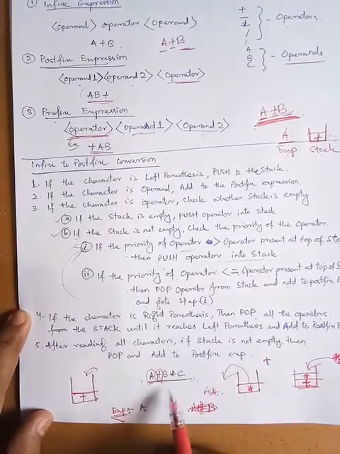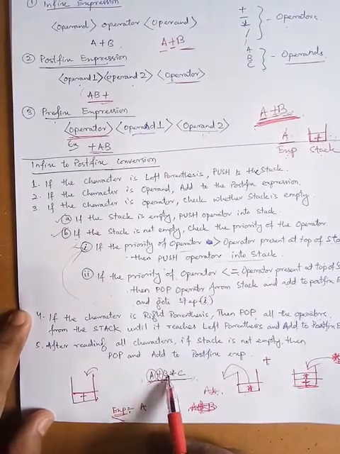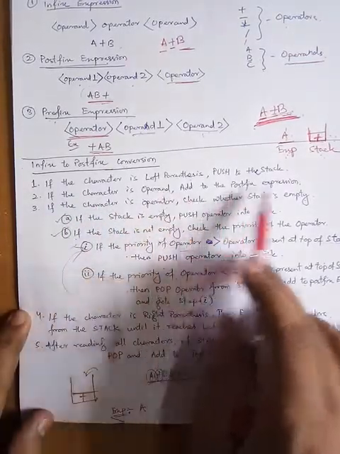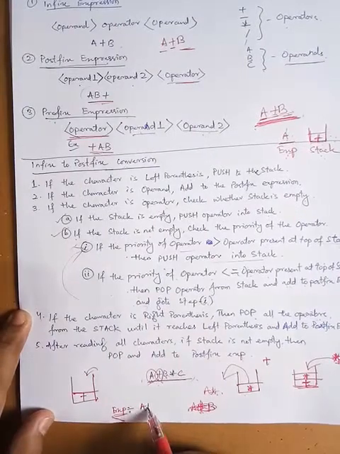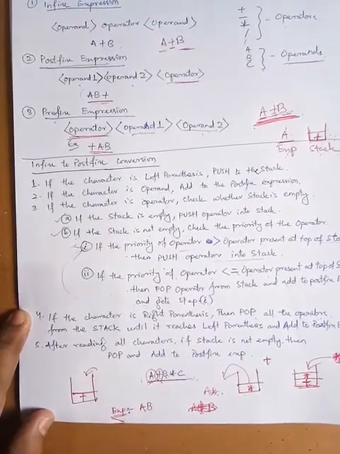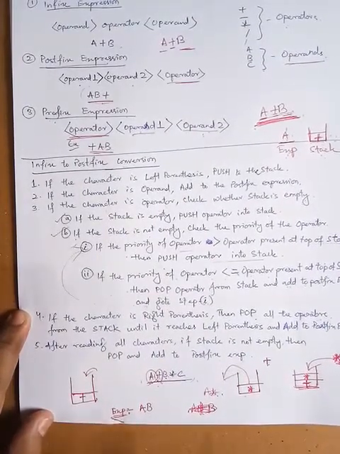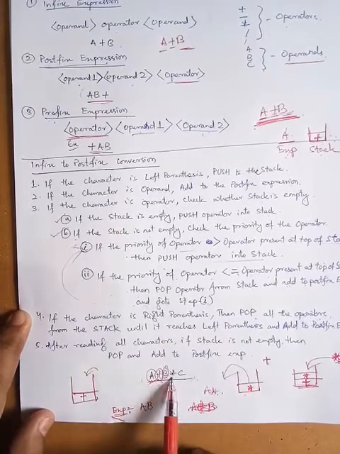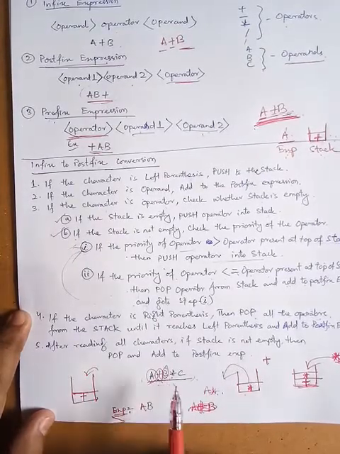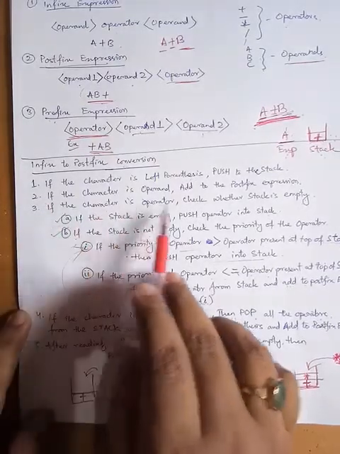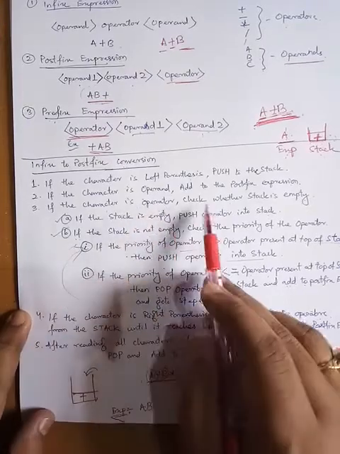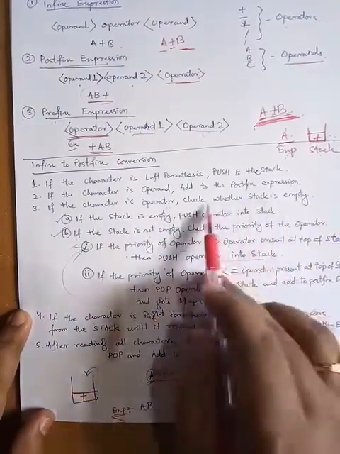The next character is b. B is another operand. So if the character is an operand, add it to the postfix expression. Again, b will be added to the postfix expression. b is completed. Then the next is star. If the character is an operator, this is step 3: check whether the stack is empty.